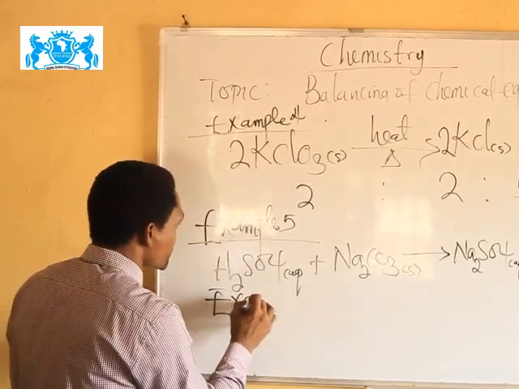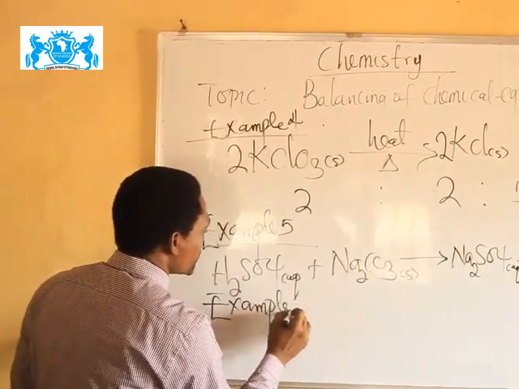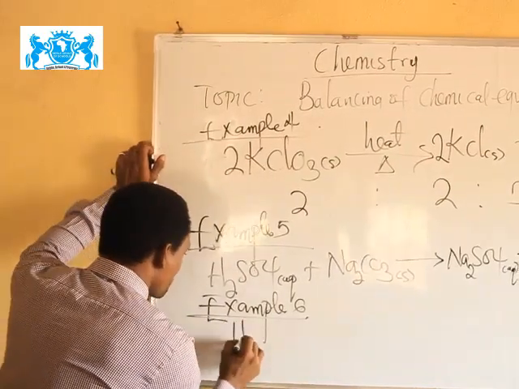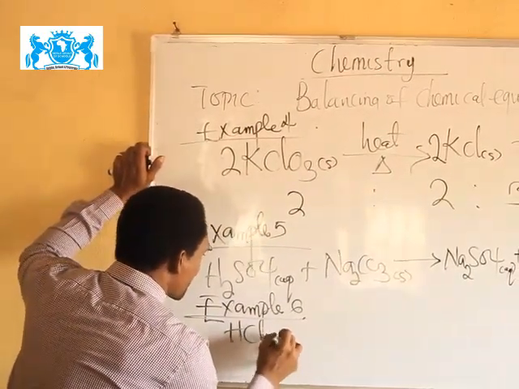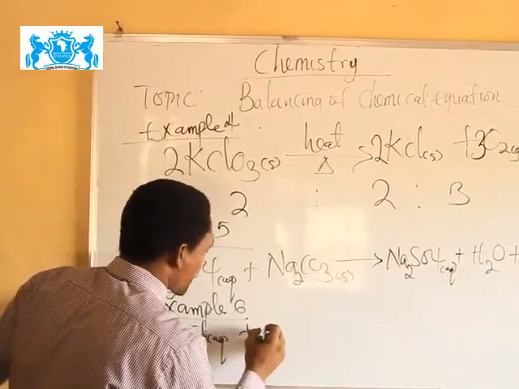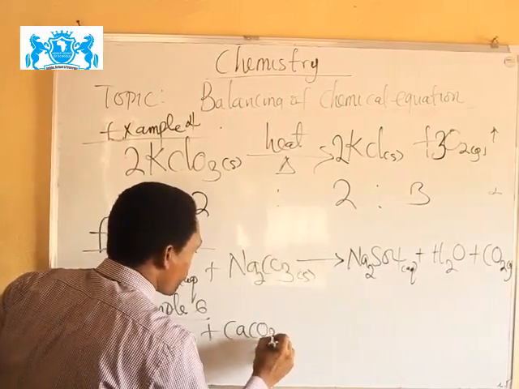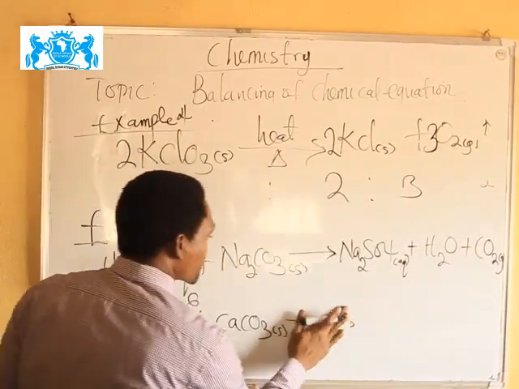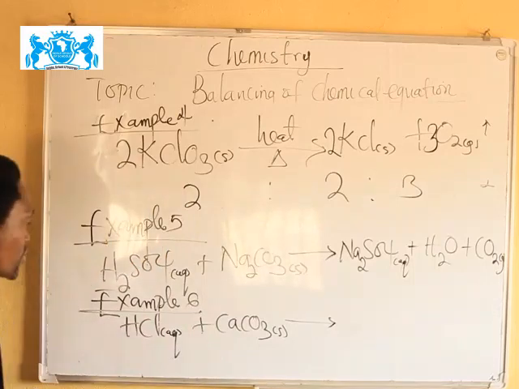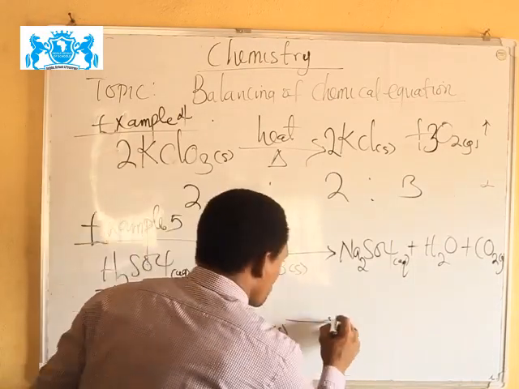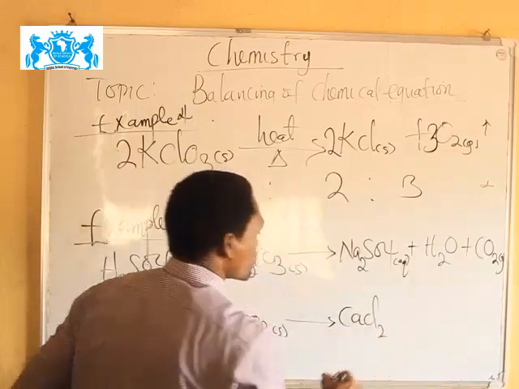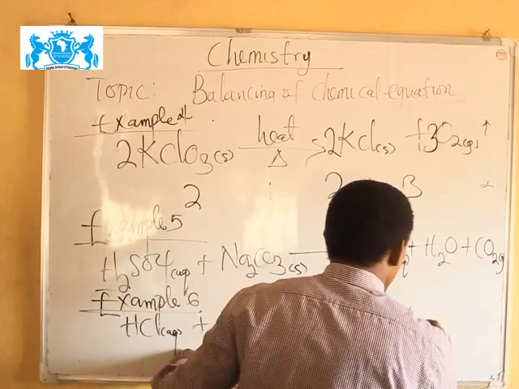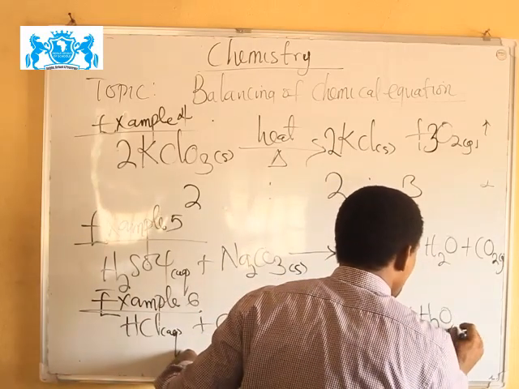Example 6. Let's see this one. HCl, hydrochloric acid, reacting with calcium carbonate. That's limestone. This reaction will give us calcium chloride, which is CaCl2, in aqueous state, and then water and carbon IV oxide.